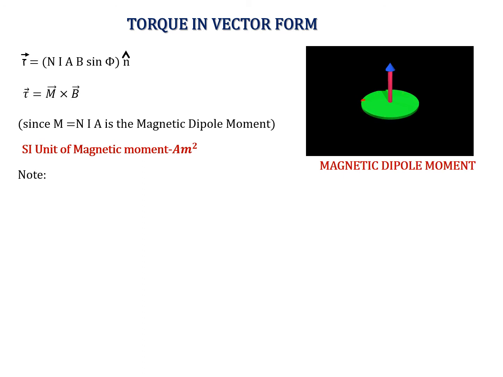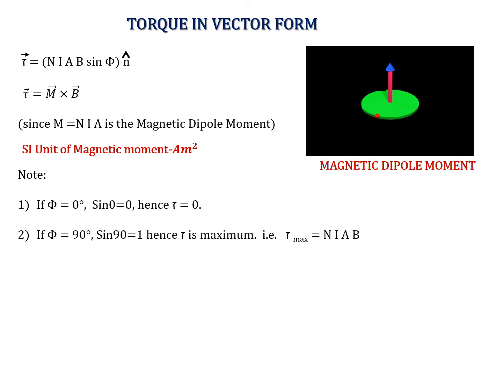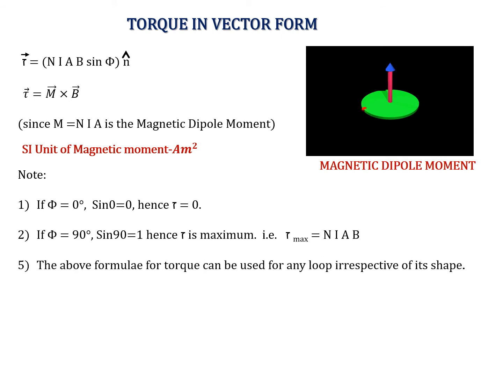Also, we can use the above expression to write the values of maximum and minimum torque. If phi is 0, then torque will be 0. Whereas if phi is 90, then torque will be maximum and the maximum value will be NIAB. The above formula for torque can be used for any loop irrespective of its shape. Whatever be the shape of the loop, the formula for torque will be M cross B or MB sin phi, where M is the magnetic moment.